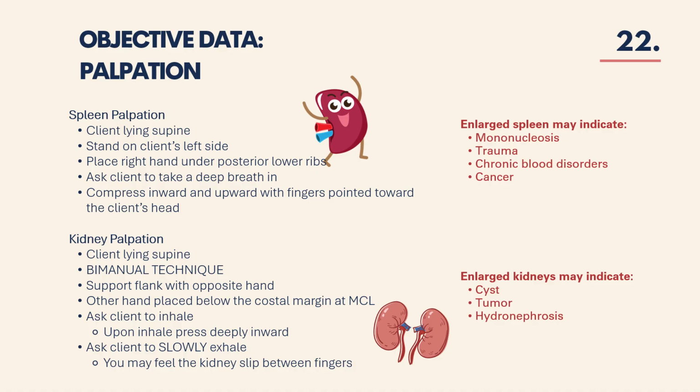Some chronic blood disorders may enlarge the spleen, and some cancers as well. Then you have kidney palpation. With this, we'll palpate the kidneys. This is a bimanual technique. So you'll have the client laying flat. You'll support the flank with the opposite hand of the side that you're on, and then your other hand will be placed below the costal margin at the midclavicular line.